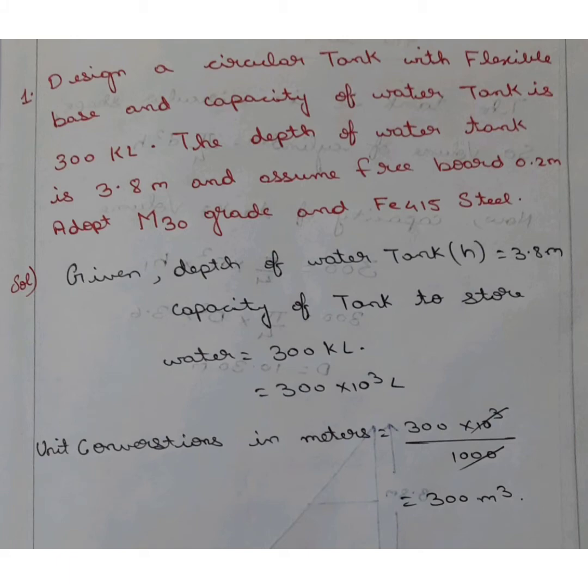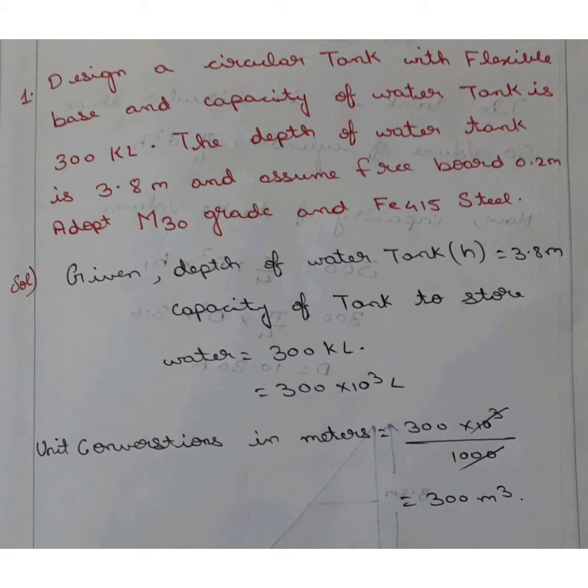Design a circular tank with flexible base. The capacity of the water tank is 300 kiloliters, and the depth of the water tank is 3.8 meters. The assumed freeboard is 0.2 meters. Adopt M30 grade of concrete and Fe 415 steel.